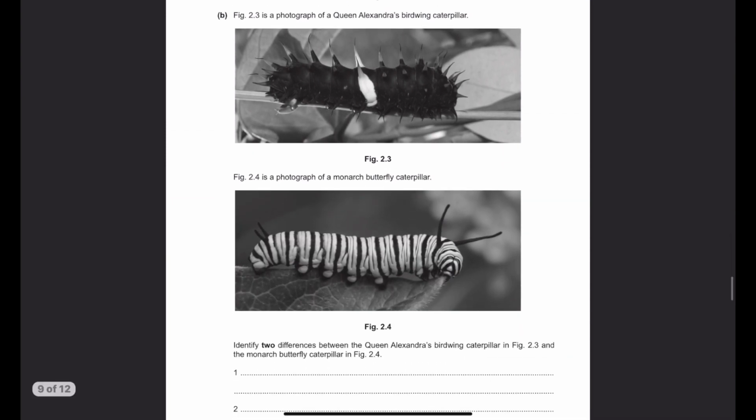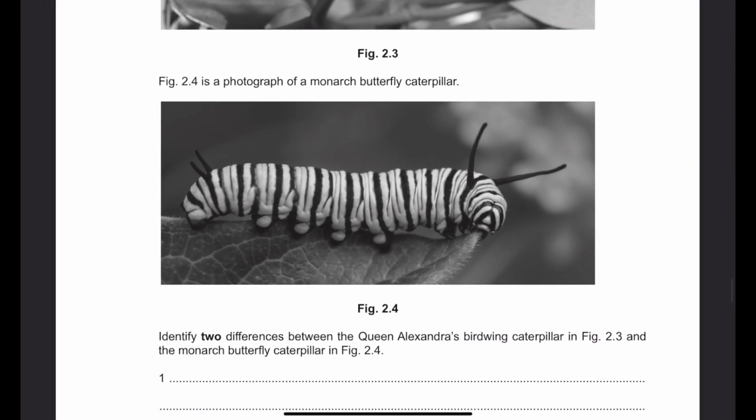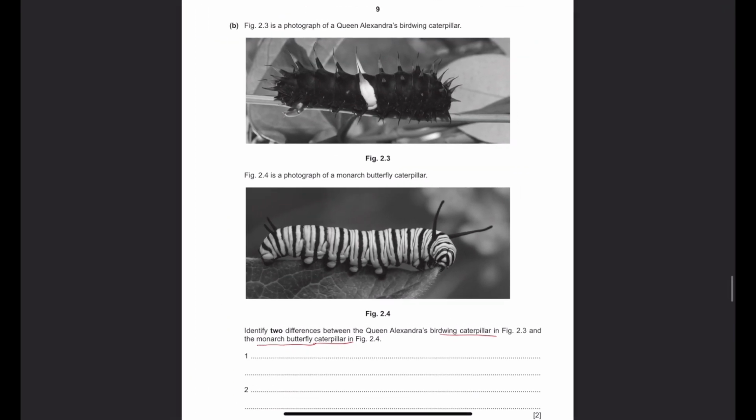Number B. Identify 2 differences between the Queen Alexandra's birdwing caterpillar in figure 2.3 and the monarch butterfly caterpillar in 2.4. So you just have to see the difference between these two. They're pretty basic, pretty straightforward, right? Things that I'm going to say or write will be, this one has stripes.